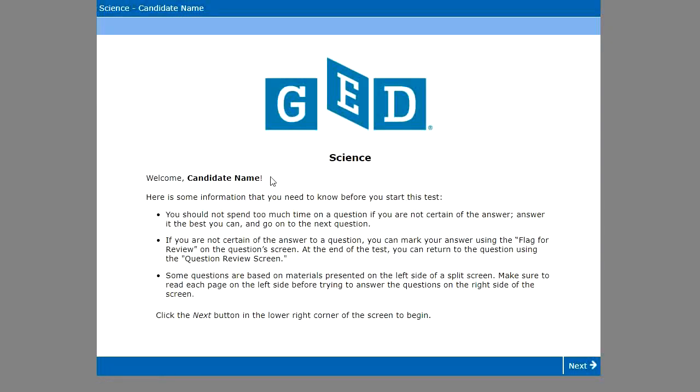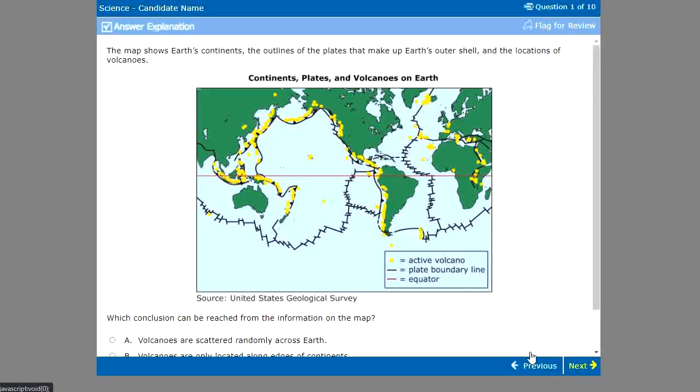Okay, so on the computer, this is how the GED test will look like on the computer. This is how the first screen looks like as when your test begins, and you will have to read a few more pages, go through a few more things before you can start the test. Here we go right into the first question. All right.